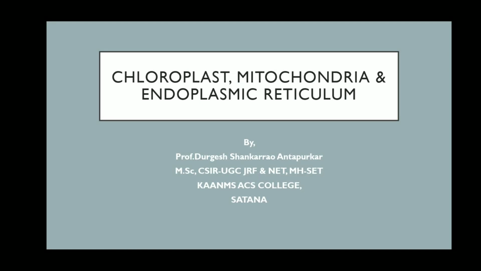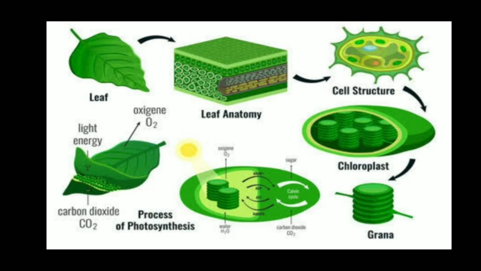Hello students, in this video lecture we are going to learn about the third chapter of cell biology, that is chloroplast, mitochondria and the endoplasmic reticulum. So in this video lecture we will learn about three different cell organelles of plant eukaryotic cells, that is chloroplast, then mitochondria and the endoplasmic reticulum, right? So first we'll start with the chloroplast.